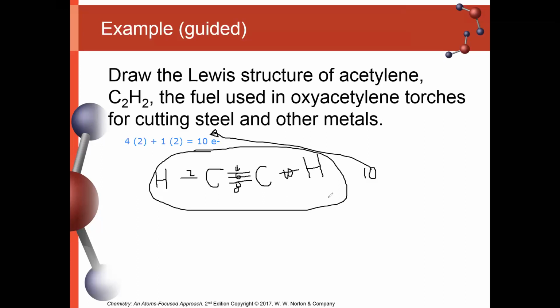Yeah, each line is worth 2 electrons. Now, if I have dots in the structure, each dot is worth 1. But each line is worth 2. So I have 10 electrons because I had 2 here, I had 2 here, and I have 6 now between the carbons. All right, any questions?